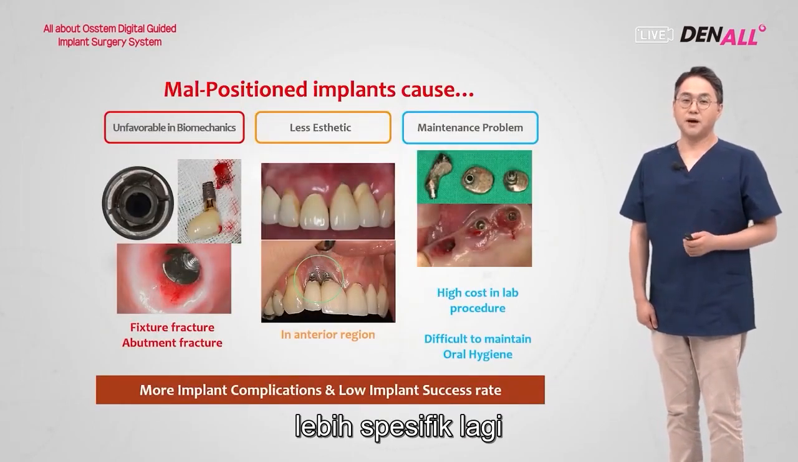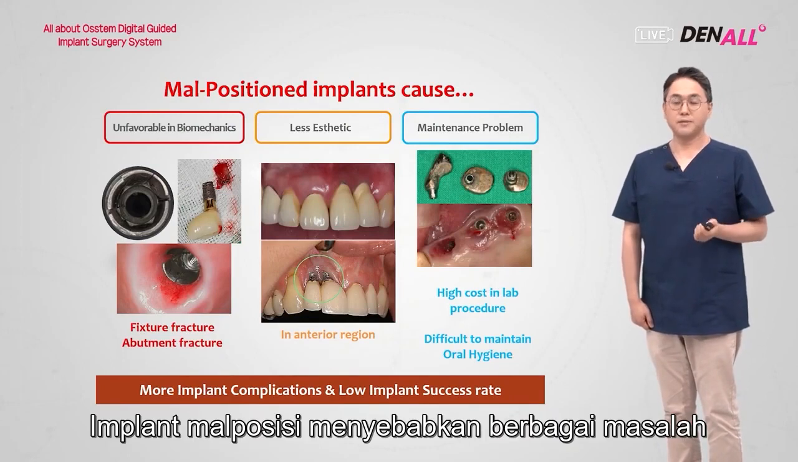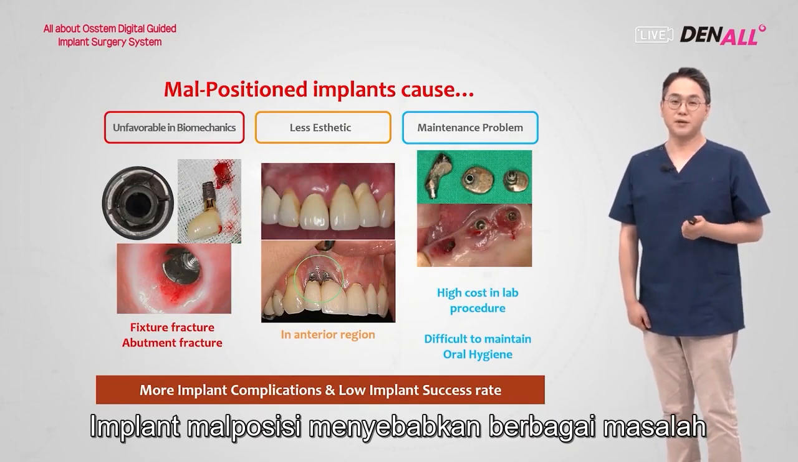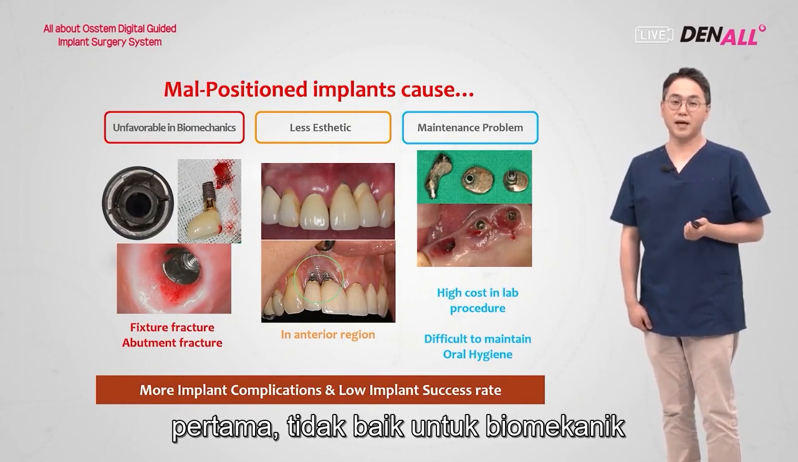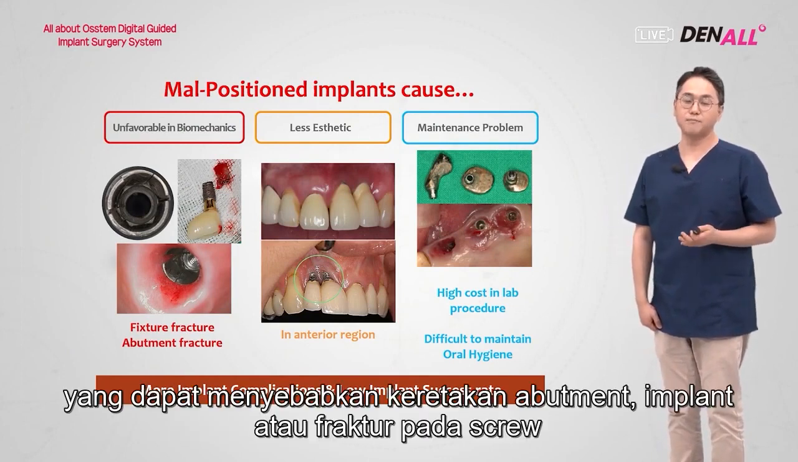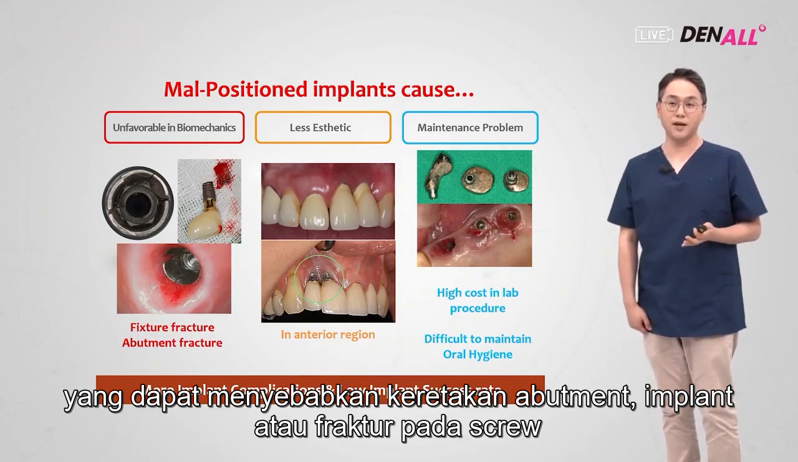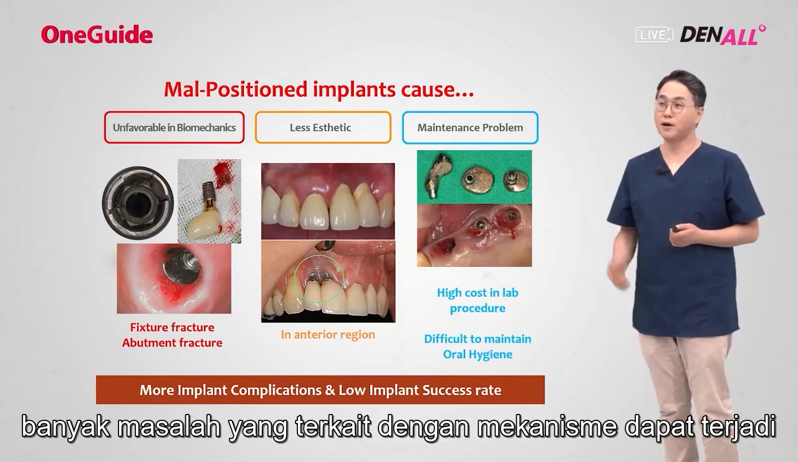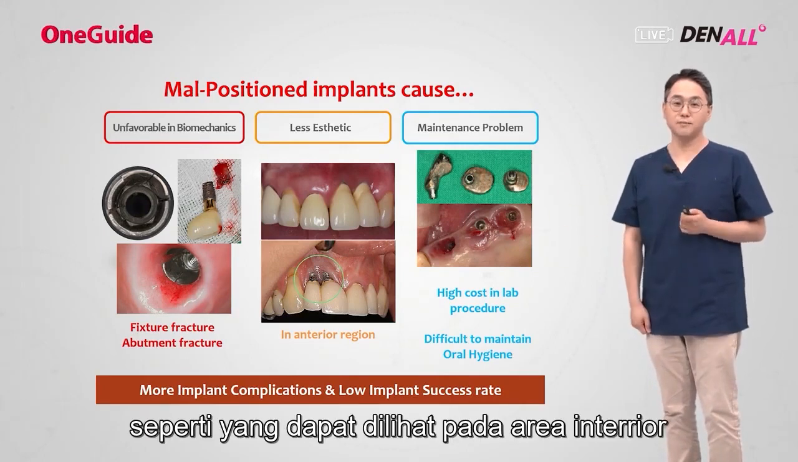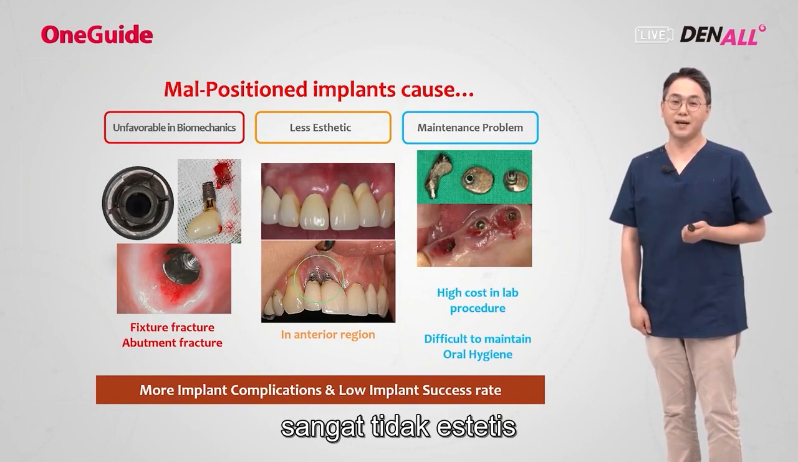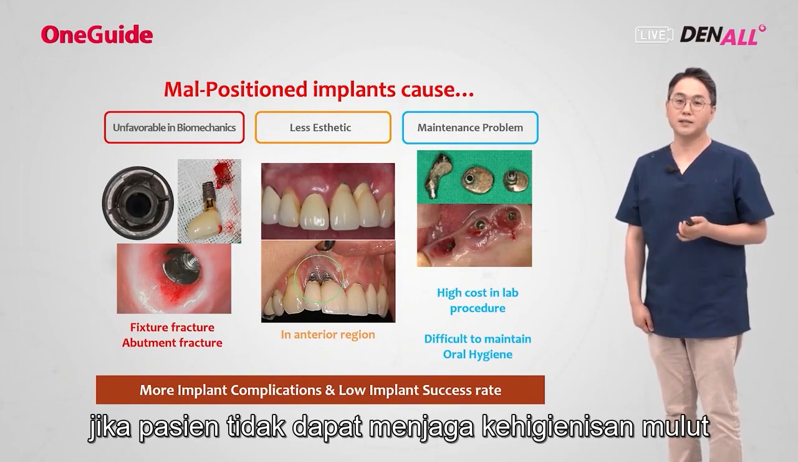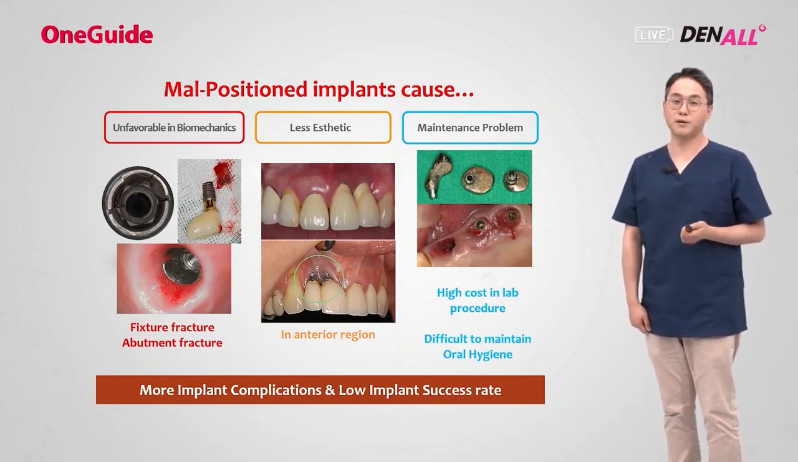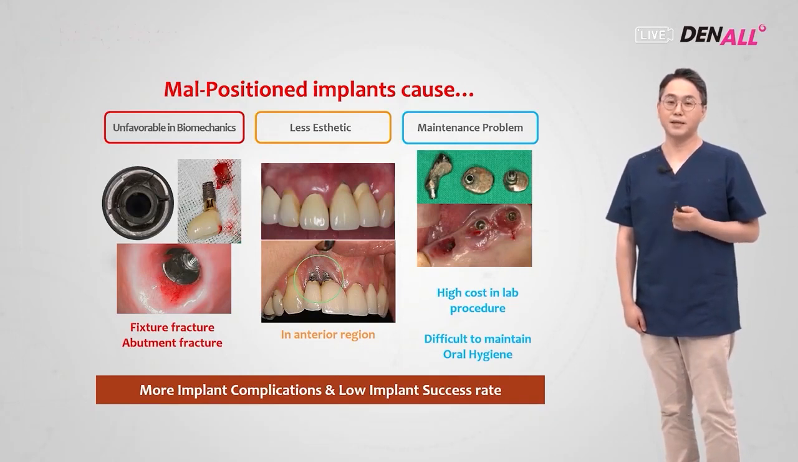To give you more specifics, mal-positioned implants cause various problems. First, it's very unfavorable for biomechanics. They can lead to abutment fracture, implant tearing, or abutment screw fracture. A lot of machine-related complications can occur. As you can see in the anterior area, it's aesthetically very bad. Even if you have delivered the crown, if the patient cannot manage oral hygiene, there can be various maintenance-related issues.